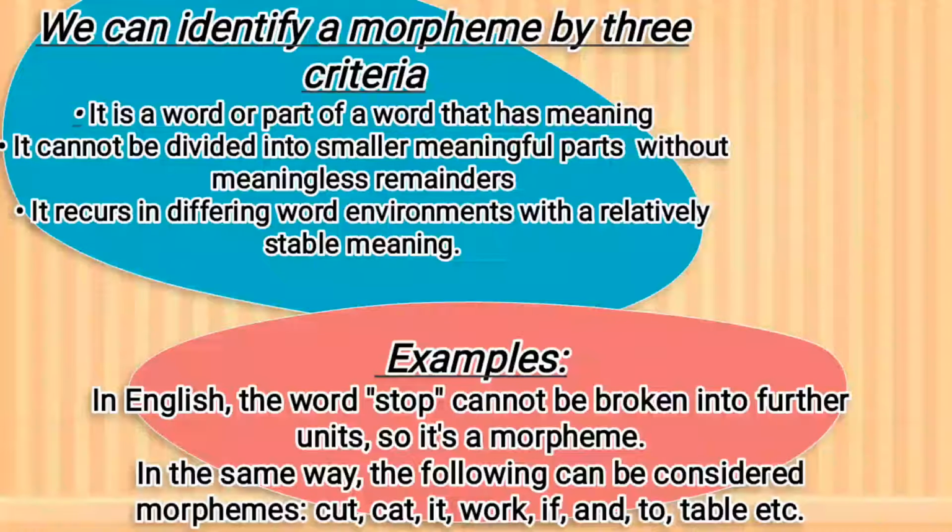3. It reoccurs in different words environments with a relatively stable meaning. Examples, in English, the word stop cannot be broken into further units, so it is a morpheme. In the same way, the following words can be considered morphemes: cat, it, work, if, and, to, table, etc.